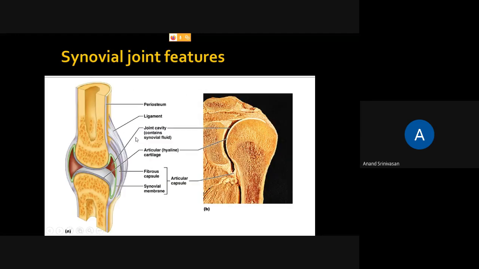Now, where are they located? Here you can see this is a synovial joint. The two bones are coming in contact with one another. Here this is a bone and this is another bone. But at the place where the two bones meet, the bones are not coming in direct contact. There is a white colored structure which covers the end of this bone. And what is the name of this white colored structure? Articular cartilage.